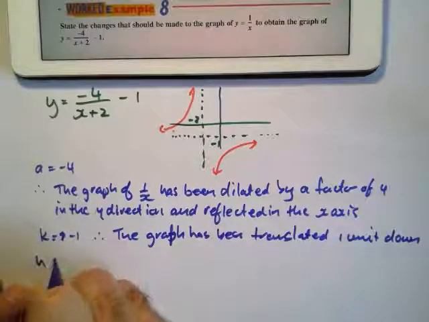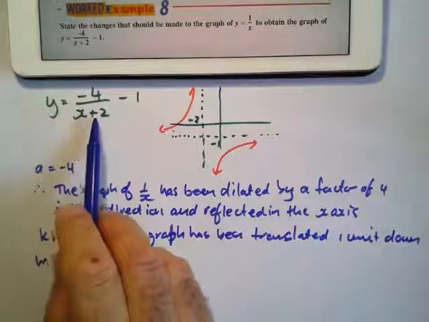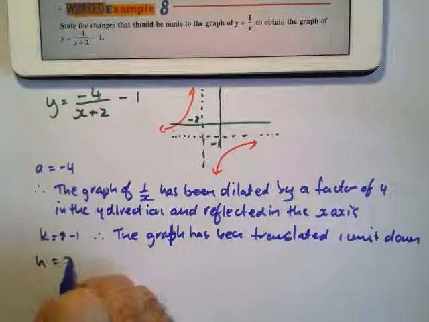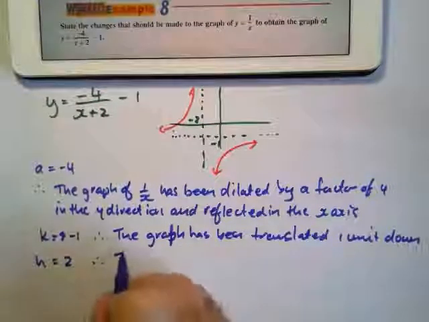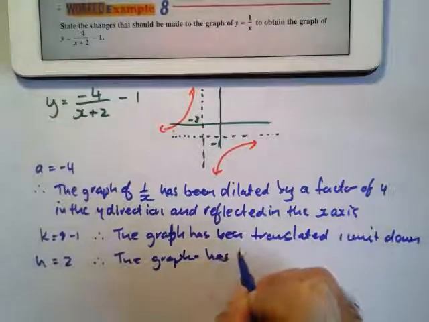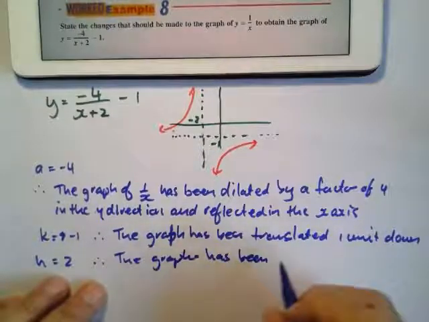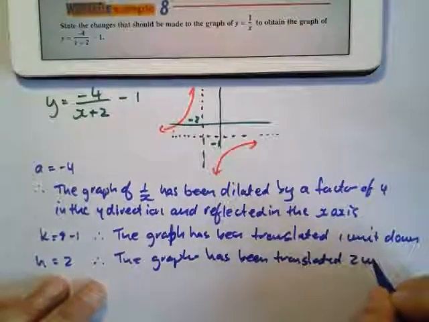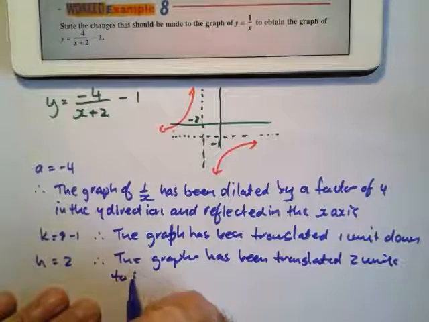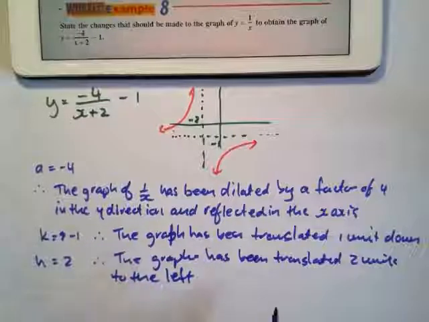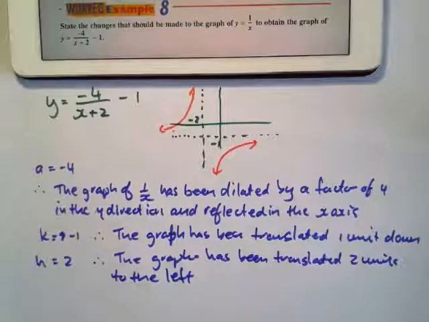And I'm going to say h, and this is where the tricky part comes. Depends on if you see it as plus k or minus k. So I'm going to say, because I use plus k, this h equals 2. Therefore, the graph has been translated, and this is the important part, 2 units to the left because it becomes negative, so it's to the left. And that's how you have to state it. So it's quite a bit of writing. Use full sentences, use the right words, and you should be right.